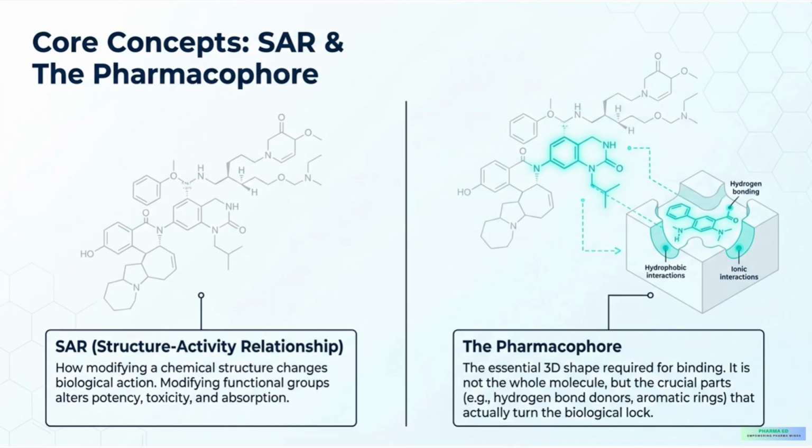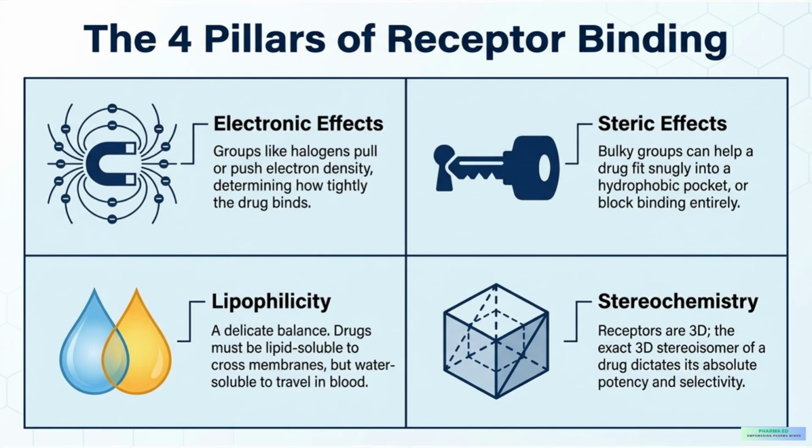The Pharmacophore, on the other hand, is the absolute essential three-dimensional shape required for binding. It's not the whole molecule, no, just the crucial parts, like hydrogen bond donors or aromatic rings that actually turn the lock. Concept clear? Are you noting this down? You should be. These 4 factors dictate if your drug will fit the biological receptor perfectly.